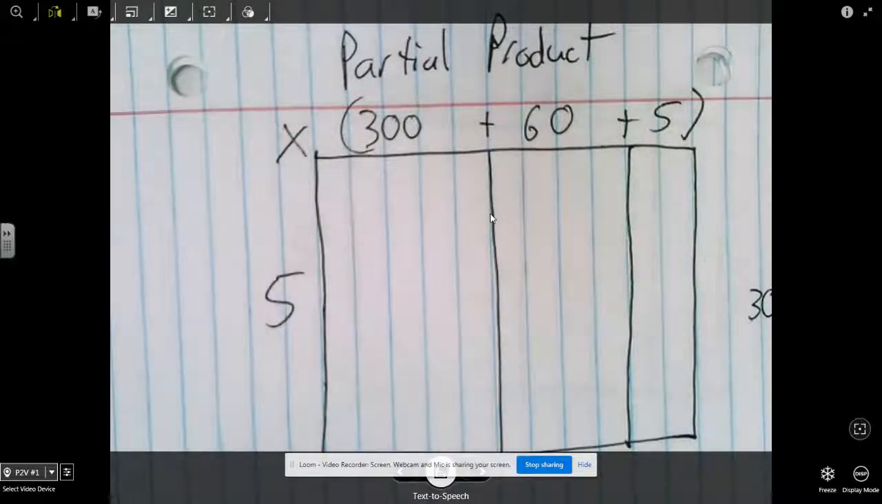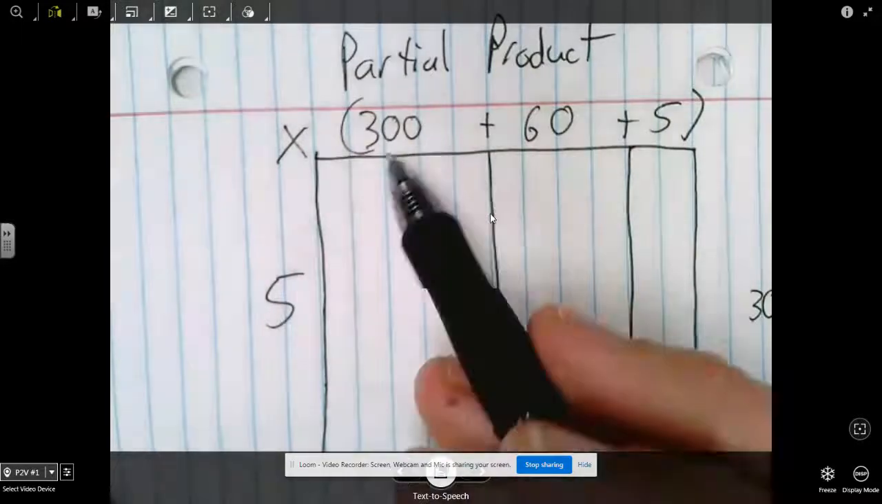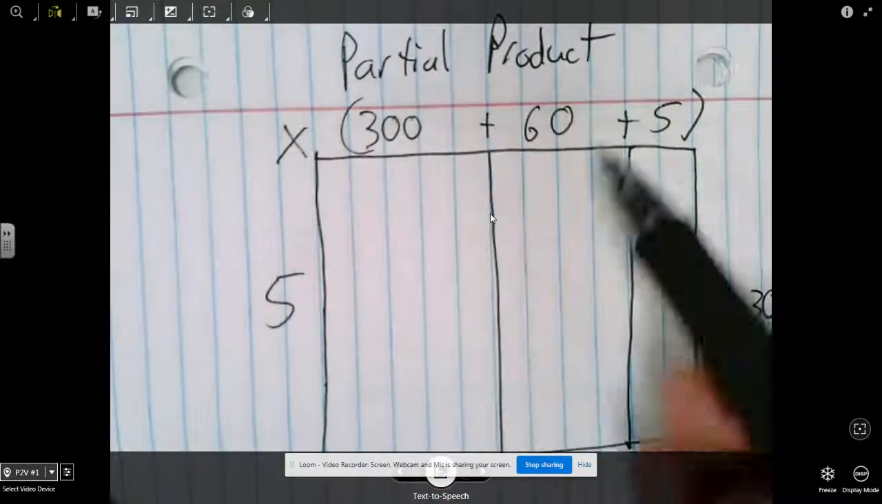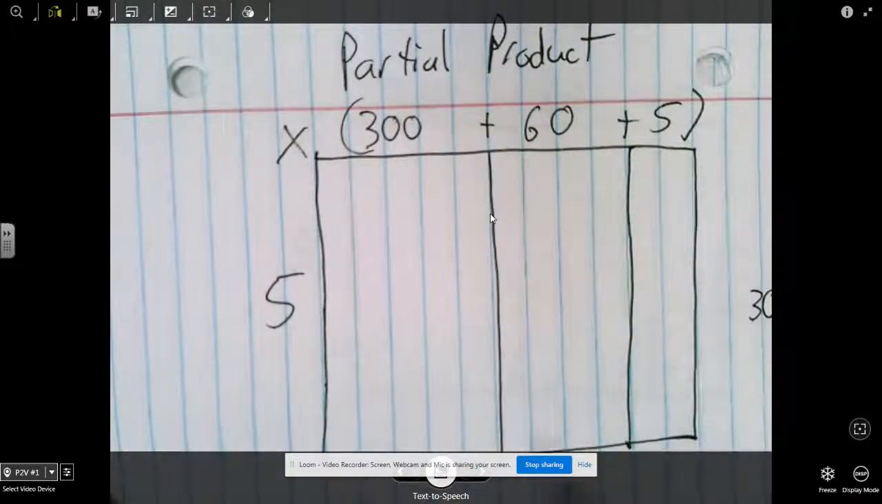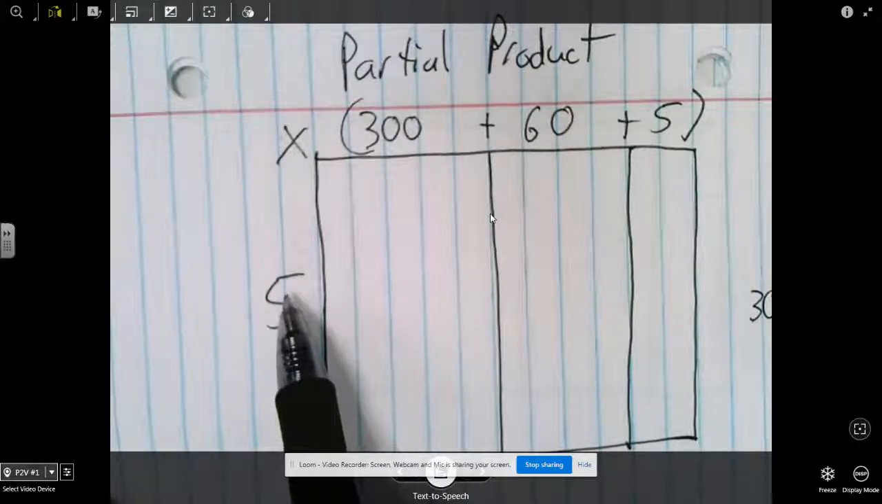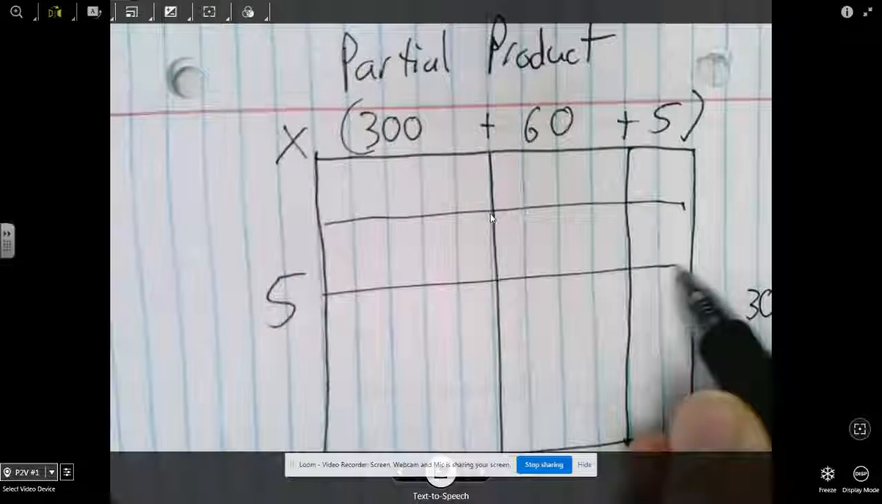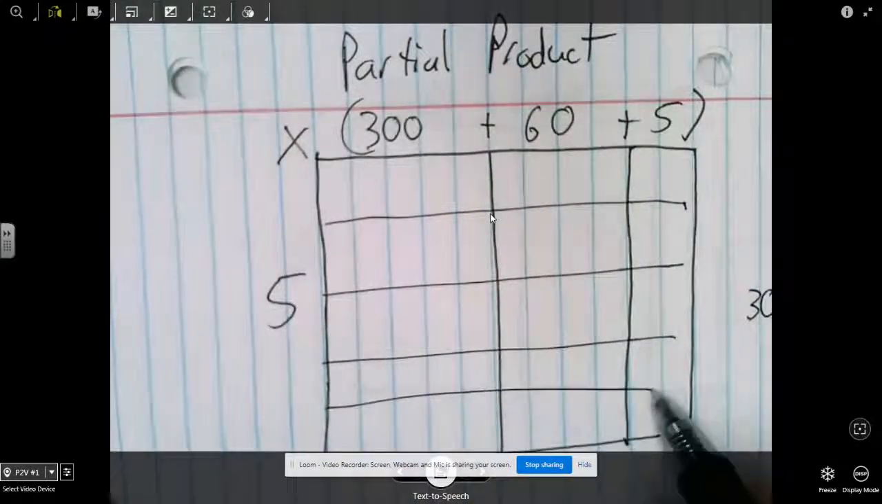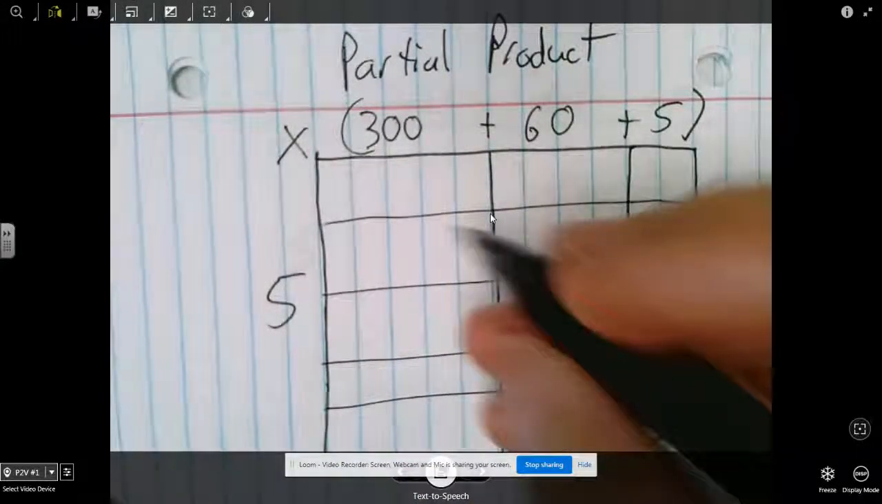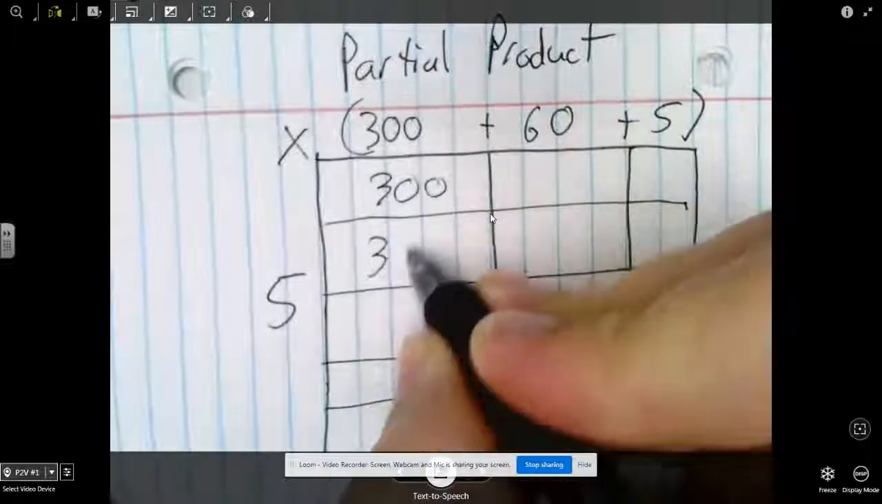So if we think of this drawing right here, this is how much this column's worth. Everything in here is 300. This is 60. This is 5. This is the number of times I have it. So if I would draw this out and split this into 5 sections, each section in here is worth 300.